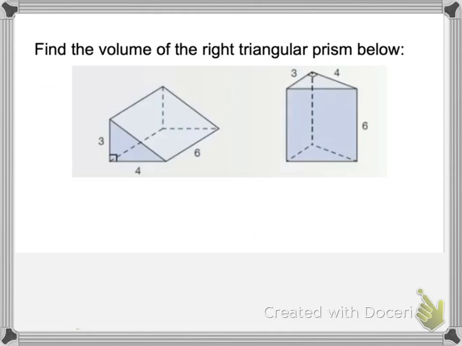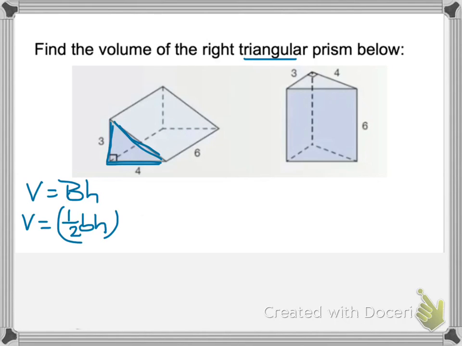Let's do an example. Let's find the volume of the right triangular prism below. Well, it's called a triangular prism, so my base is a triangle. So if we apply the formula V equals capital BH, remember that capital B stands for the area of the base. How do we find the area of a triangle? 1/2 BH. And to that we're going to multiply the height of the object, the height of the triangular prism. So we're going to apply 1/2. My base here is a 4.